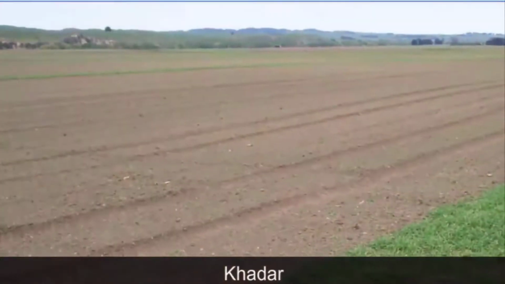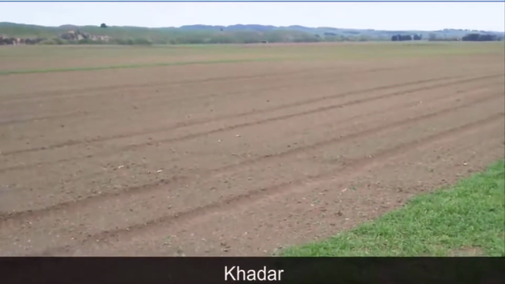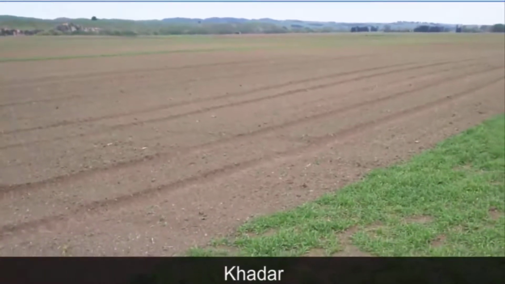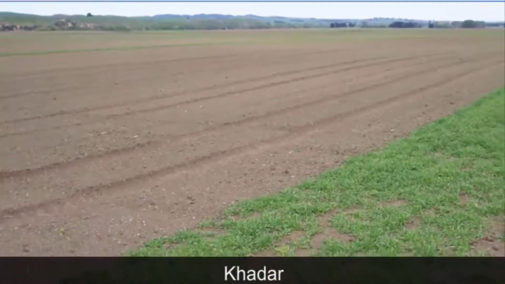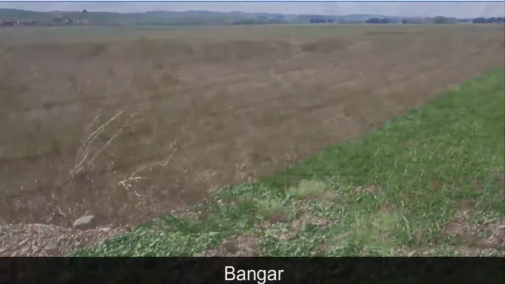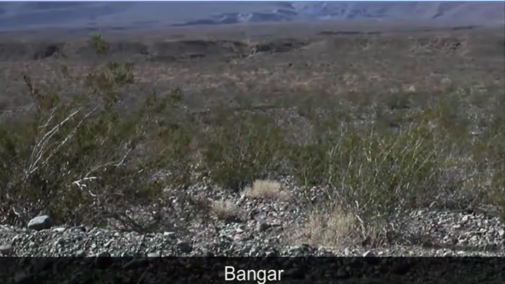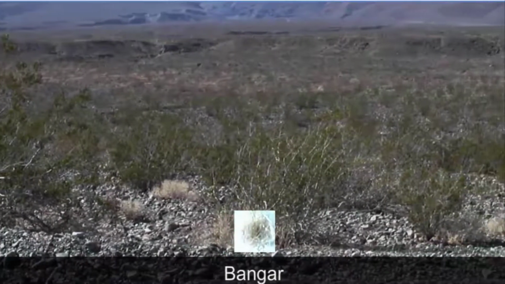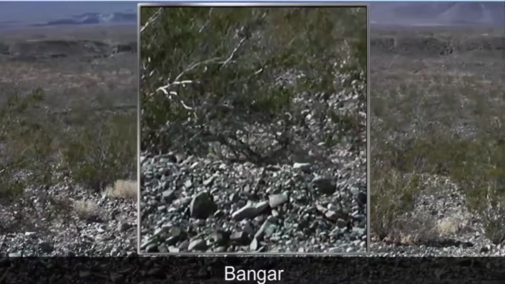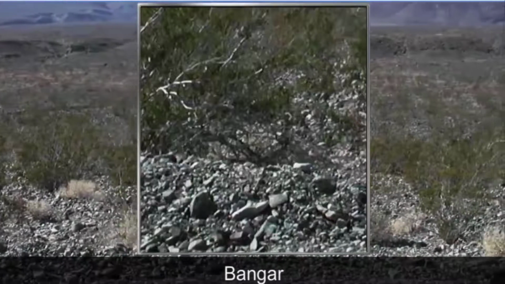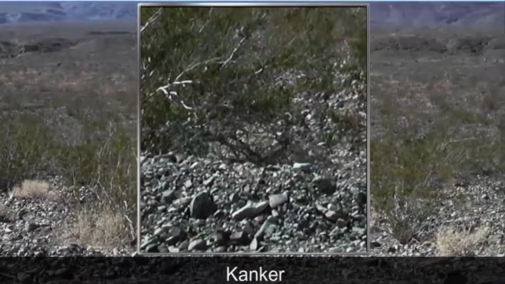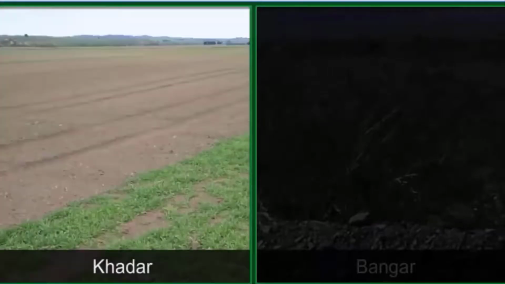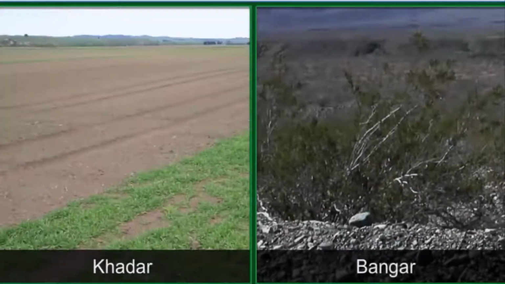The new alluvial soils called Khadar, found in the Gangetic plains, have small particles and a fine texture. The old alluvial soils called Bangar, found near the river valleys, are coarser and contain more pieces of rocks called Kankar. In other words, Khadar is more fertile than the Bangar.